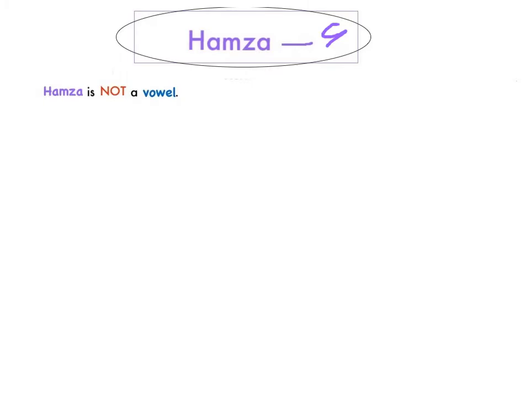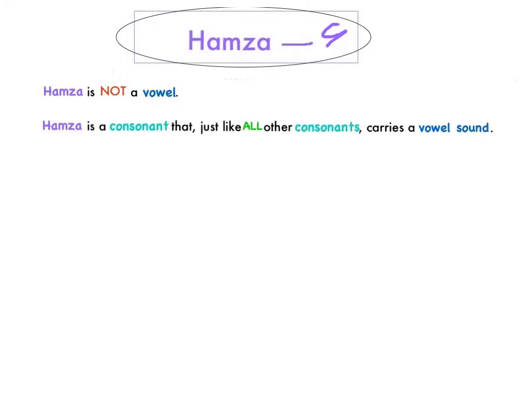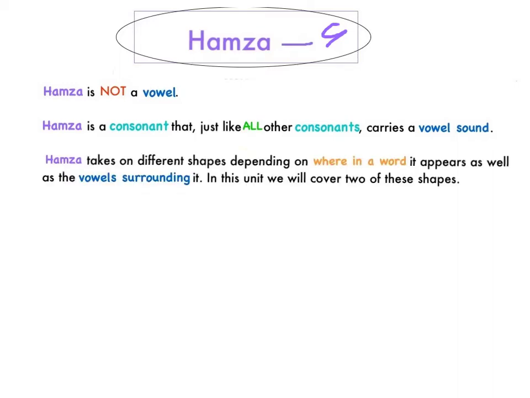Now let's learn about Hamza. Hamza is not a vowel. Hamza is a consonant that, just like all other consonants, carries a vowel sound. Hamza takes on different shapes depending on where in a word it appears, as well as the vowels surrounding it. In this unit, we will cover two of these shapes.